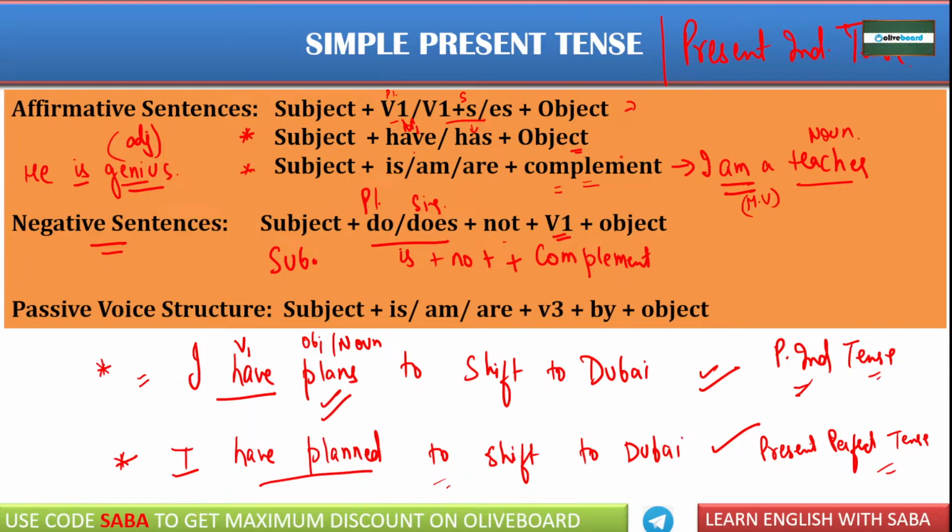Clear? One more thing. Is is the only verb, main verb or auxiliary verb, जिसके साथ आप direct not add कर सकते हैं. जैसे she is not genius, she is not talented. Okay, so with is, you can directly use not, even without a main verb. That will be the complement.